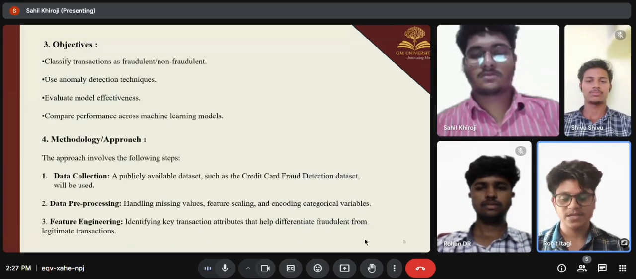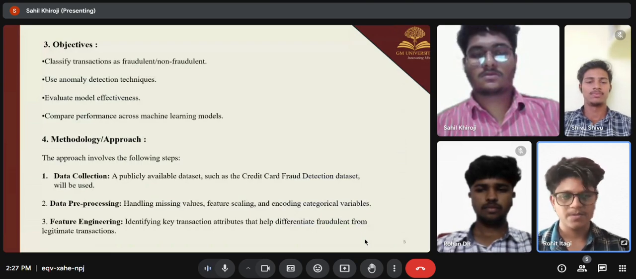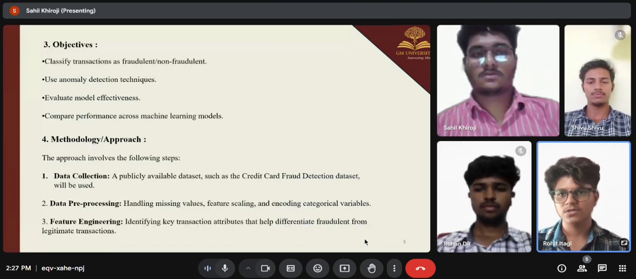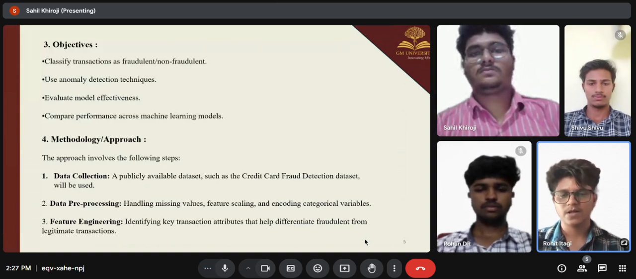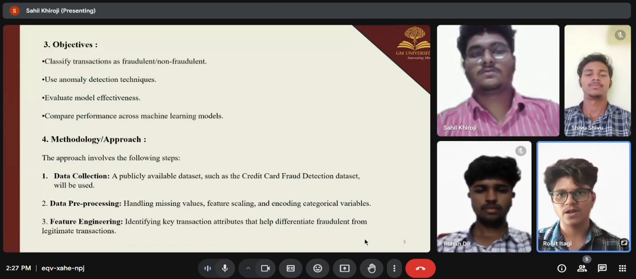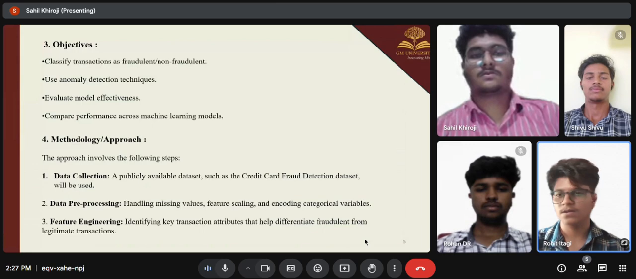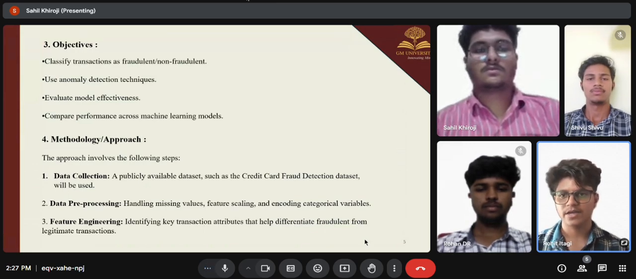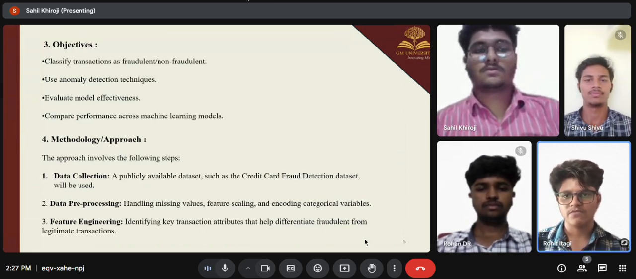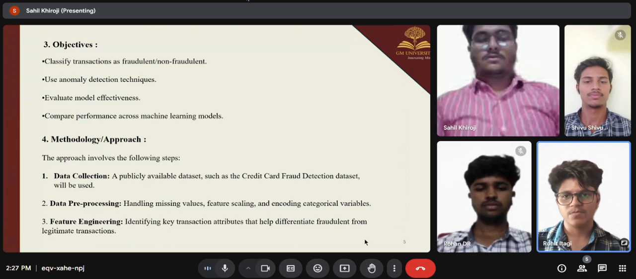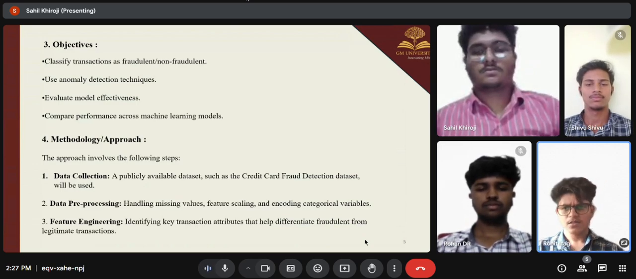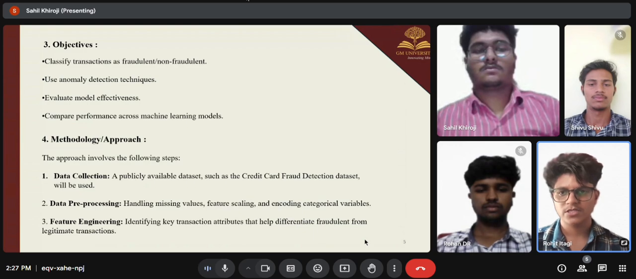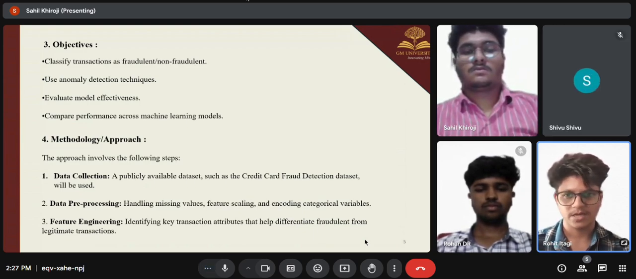Thank you, Sahil. Myself, Rohit Chitigi from the AML branch. As we go on to objectives, these are the main objectives of our model: classifying transactions as fraudulent or non-fraudulent, using anomaly detection techniques, evaluating model effectiveness, and comparing performance across machine learning models. And here is the methodology, which involves the following steps.